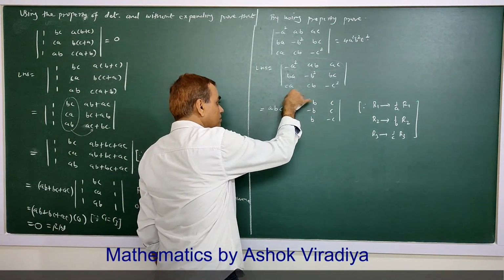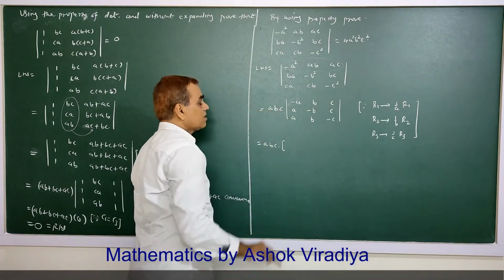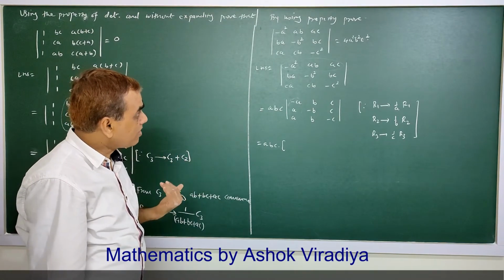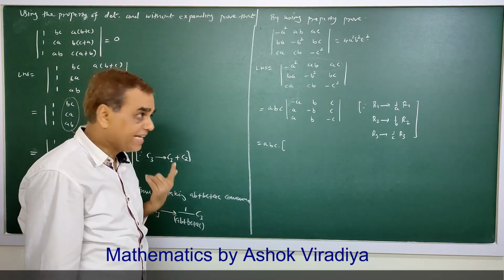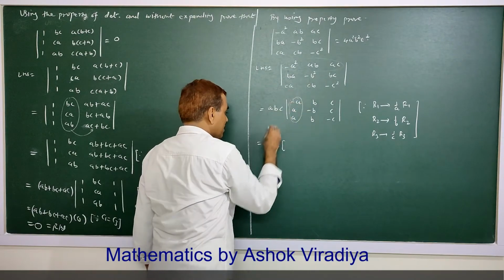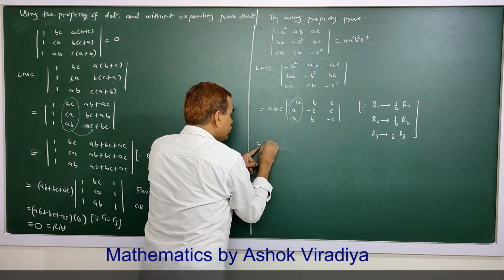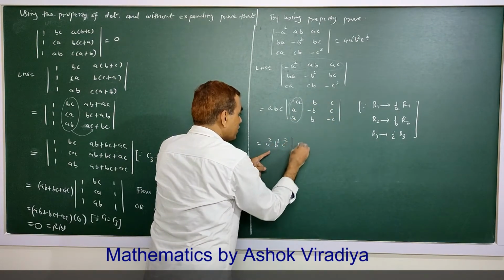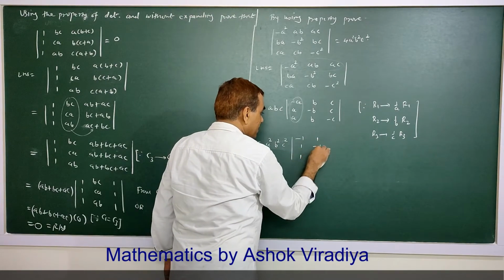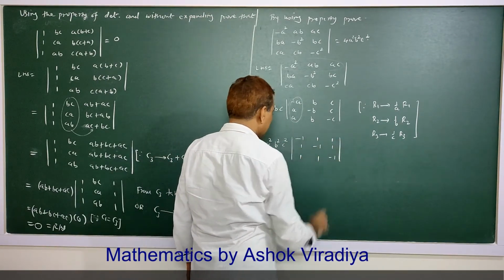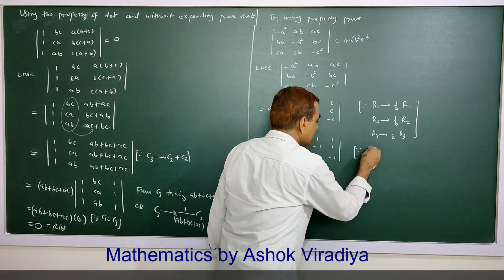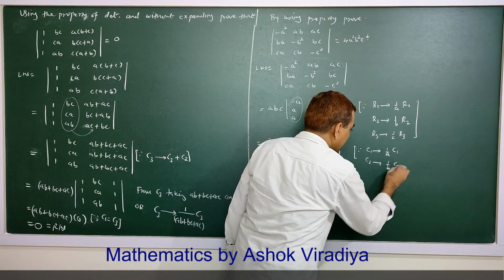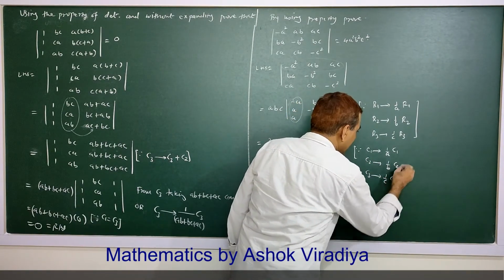Now here, from this first column, again A is common. From second column, B is common. From third column, C is common. Once again, from column, A common. So A into A square. B common, B into B square. C common, C into C square. What is left? Minus 1, 1, 1; 1, minus 1, 1; 1, 1, minus 1. So what is done here? From first column, A common. From second column, B common. From third column, C common.